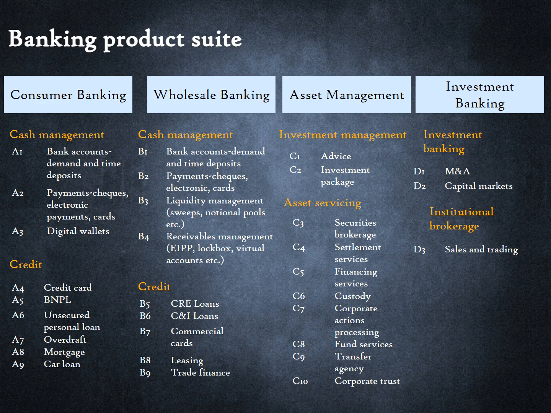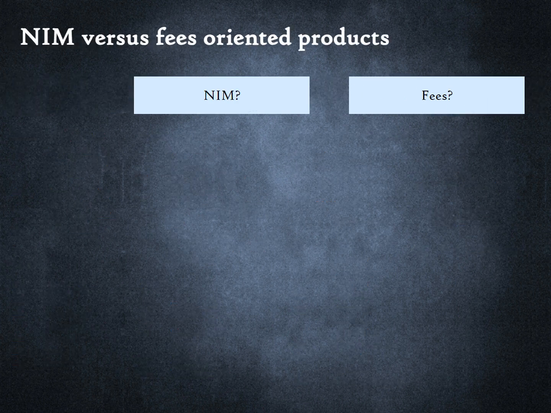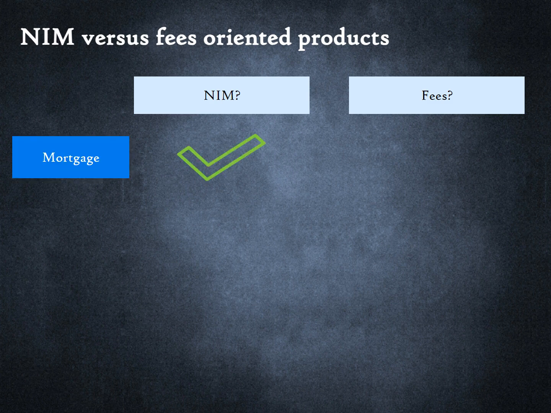But before we do that, we will take a moment to reflect on the fact that many financial products have components of both. Consider a mortgage loan. The lender definitely makes NIM on this. However, when we close a mortgage, we also pay closing fees to the lender. Hence, a mortgage loan has both NIM and fees components. But, by far, the largest stream of income associated with it is NIM. So, we will classify mortgage loan as a NIM-focused product.